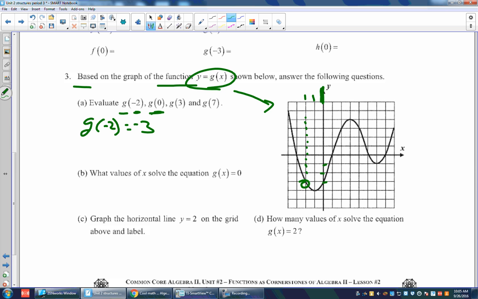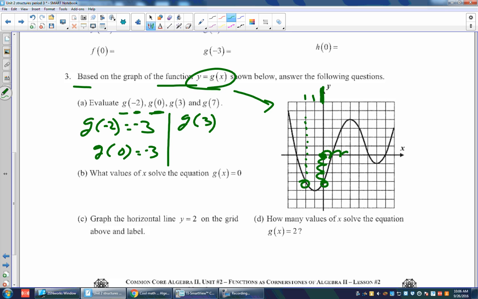What's the function g evaluated at 0? There's 0 right there. I go down 1, 2, 3 where it crosses again. So that's g of 0 also equals -3. A coincidence.